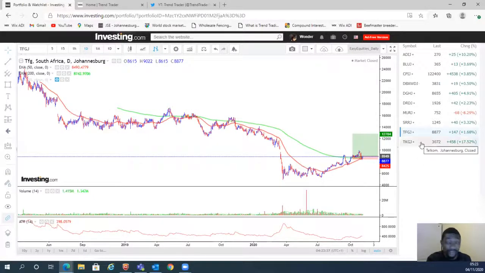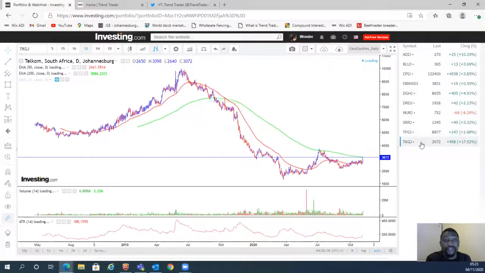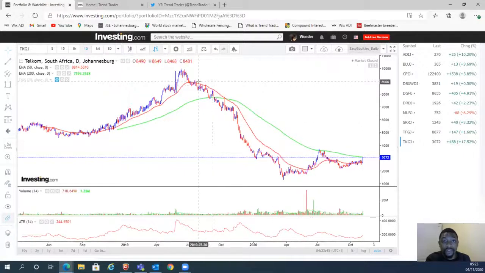So now this is the stock that has found our interest. This is Telkom Group. As you can see, it's been trading lower below the 200-day moving average, and it's been finding resistance on the 50-day moving average for quite some time.